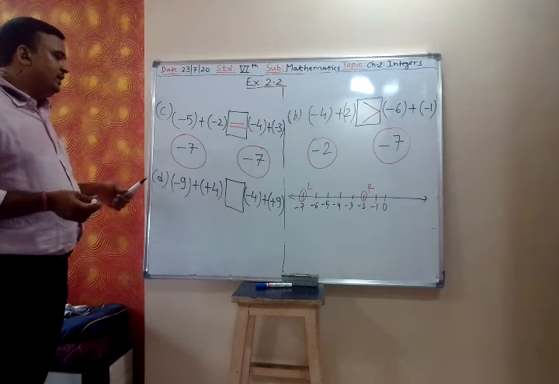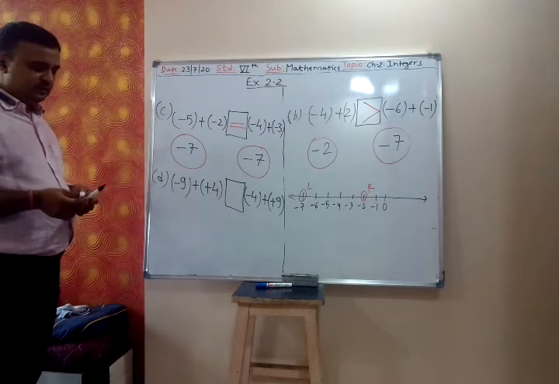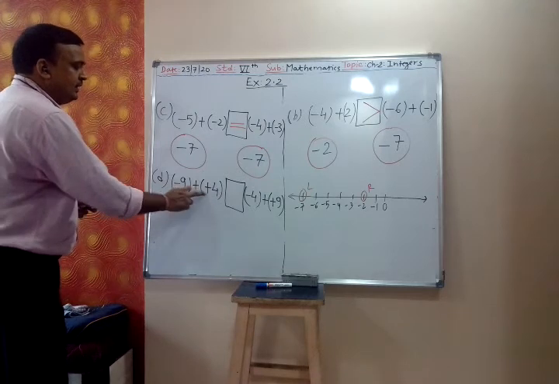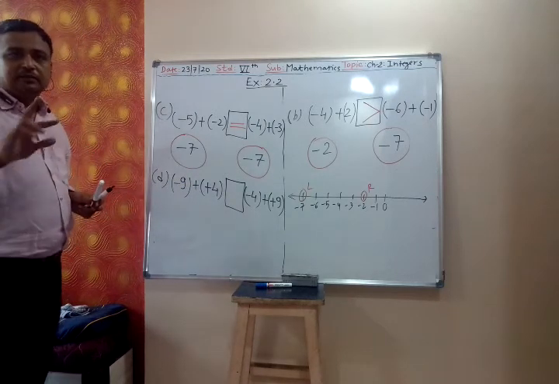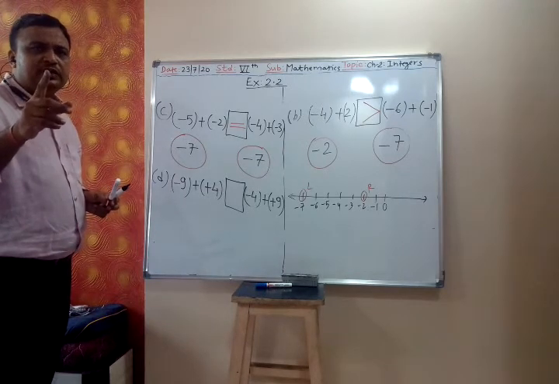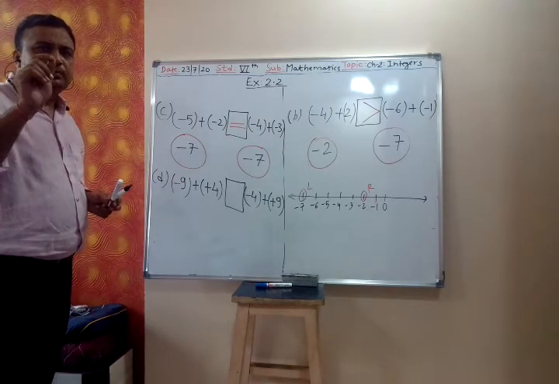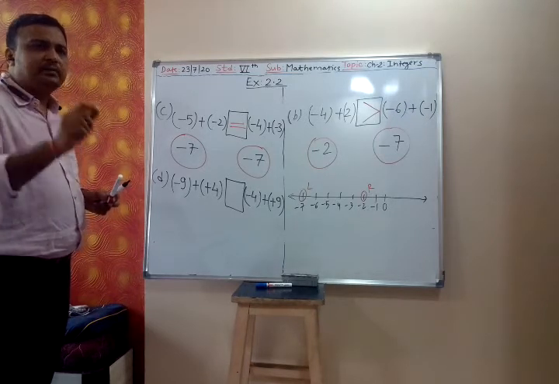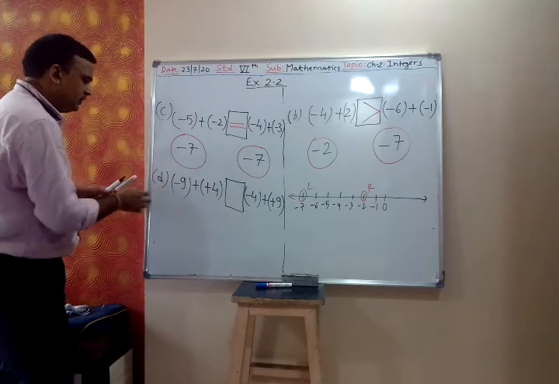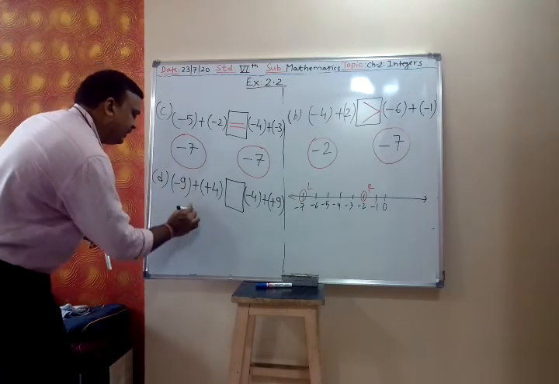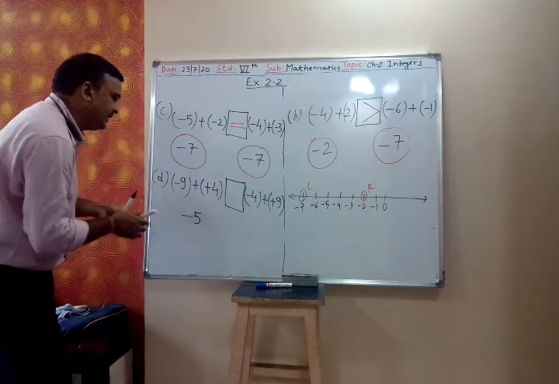What is the sign of 9? Minus. What is the sign of 4? Plus. Minus and plus are opposite signs. Whenever there is an opposite sign, you have to subtract the smaller number from the bigger number and take the sign of the bigger number. The bigger number is 9. So what is its sign? Minus. And 9 minus 4 is 5. So this answer is minus 5.